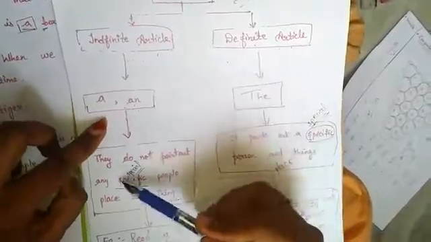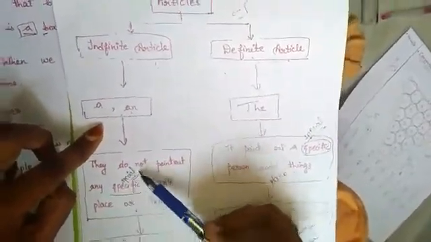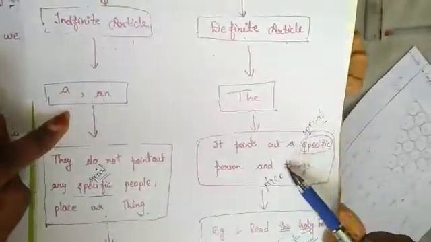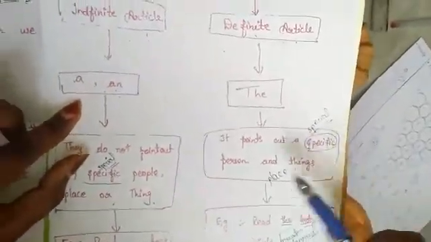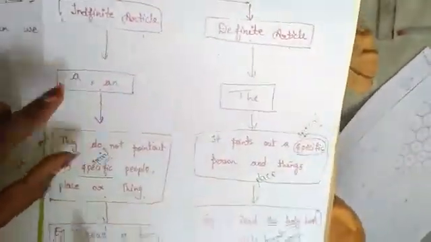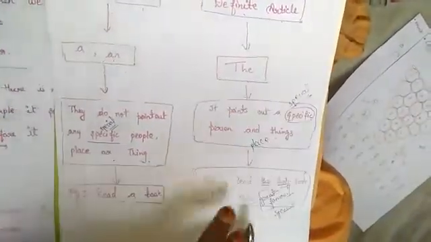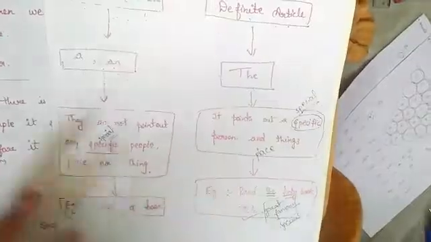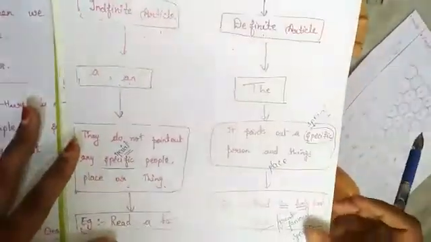What are a and an? They do not point out any special or specific person, place or thing. The points out a special or specific person, place or thing. Example of the indefinite article: read a book, it may be any book. But here, read the holy book Bible means it's a special, great and famous book. So here our topic did not finish.